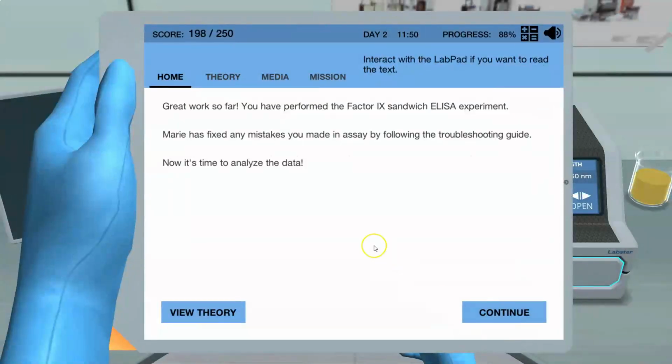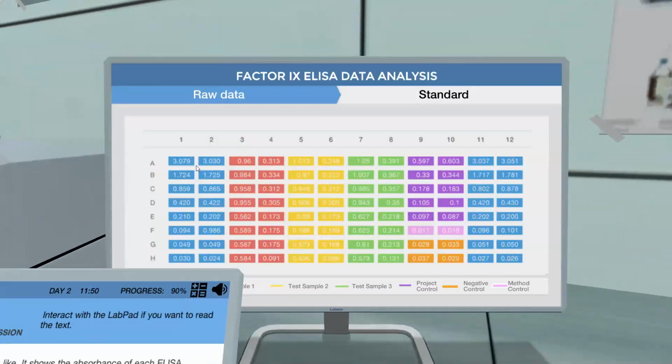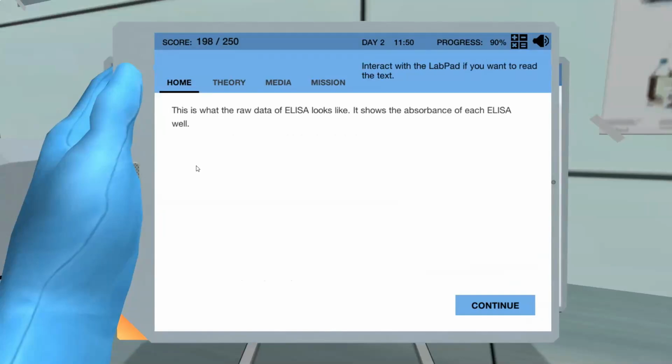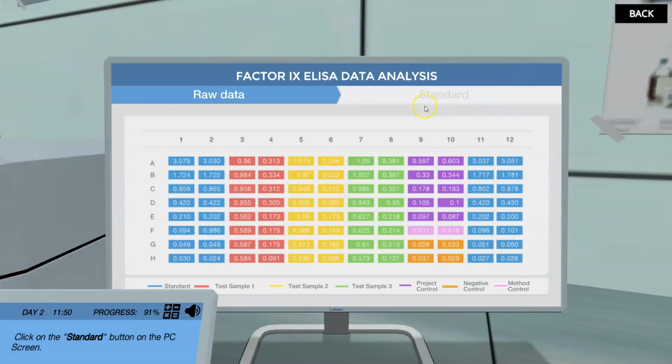Great work so far. You have performed the factor IX sandwich ELISA experiment. Marie has fixed any mistakes you made in the assay by following the troubleshooting guide. Now it's time to analyze the data. Click on the PC. This is what the raw data of ELISA looks like. It shows the absorbance of each ELISA well. Click on the standard button on the PC screen.